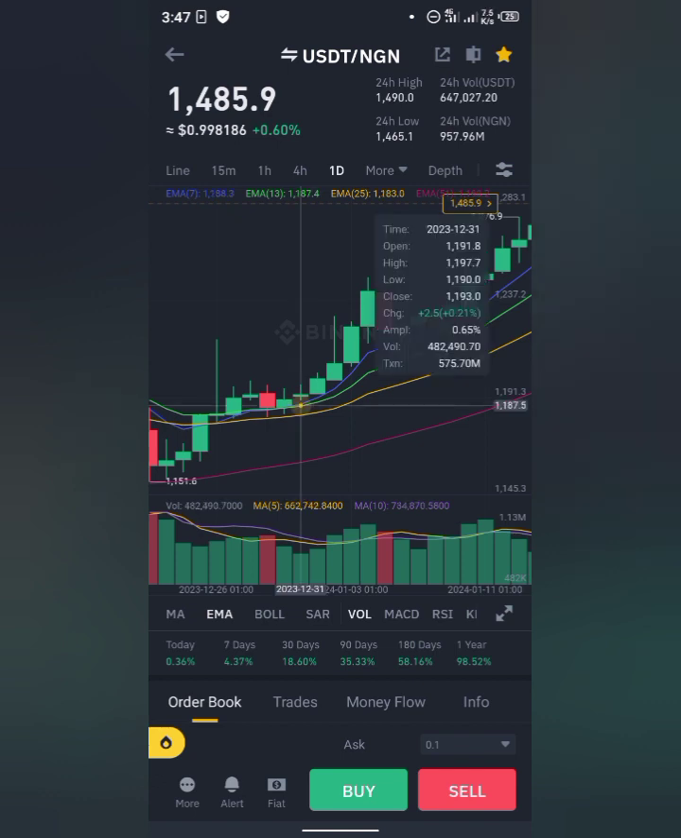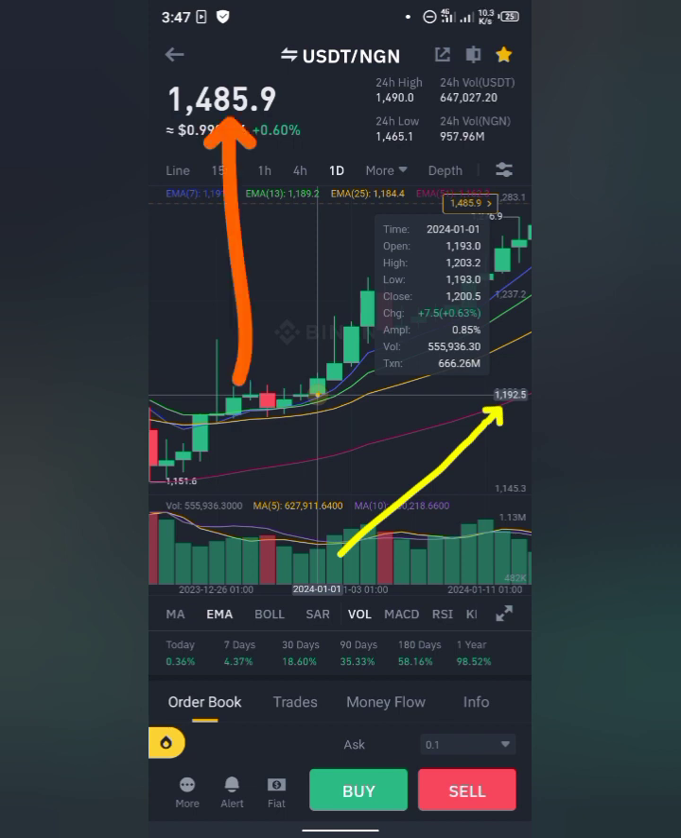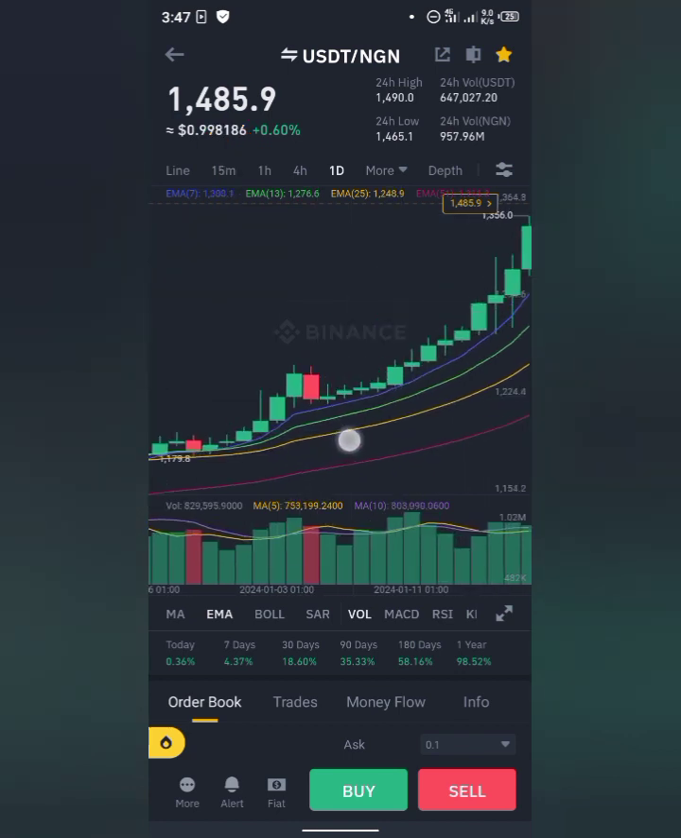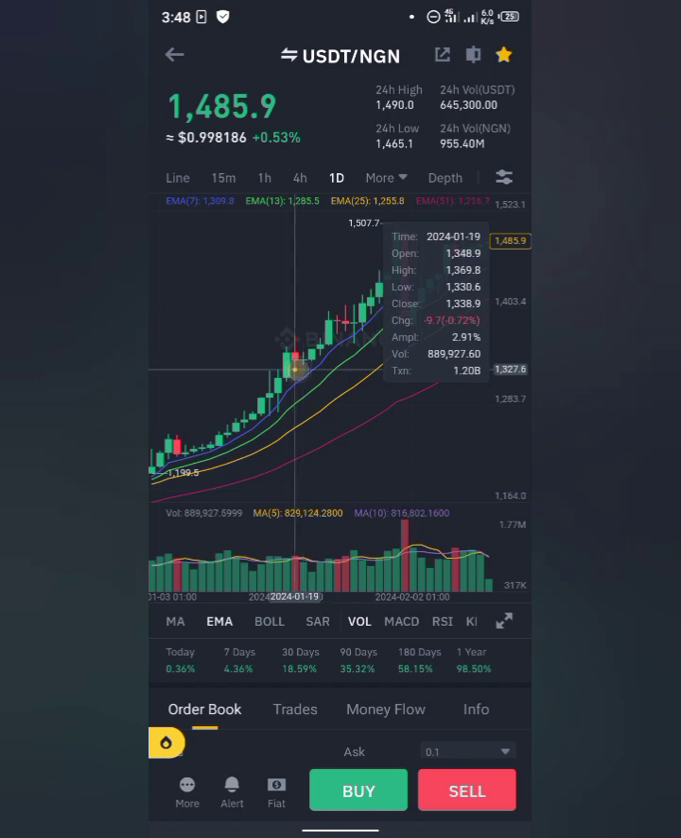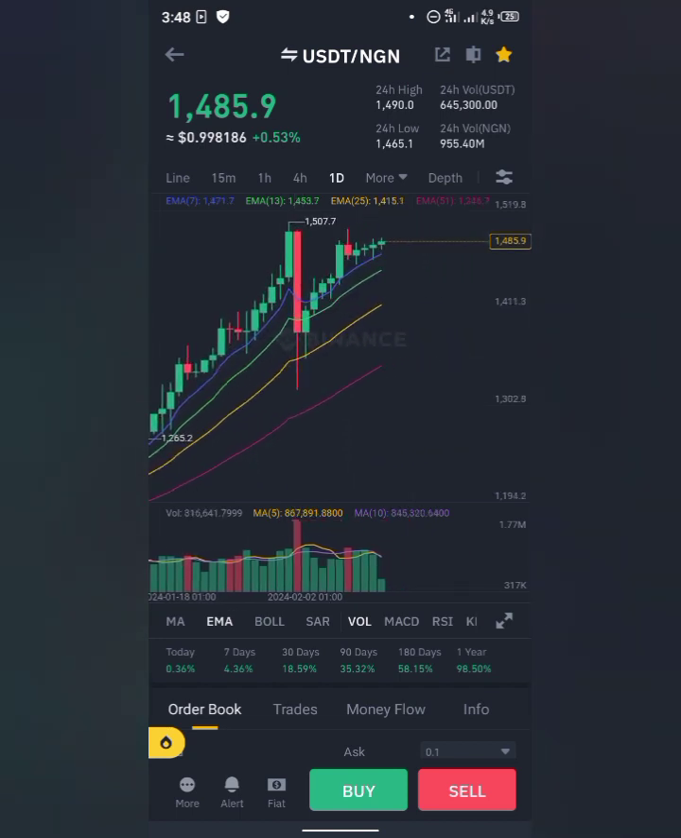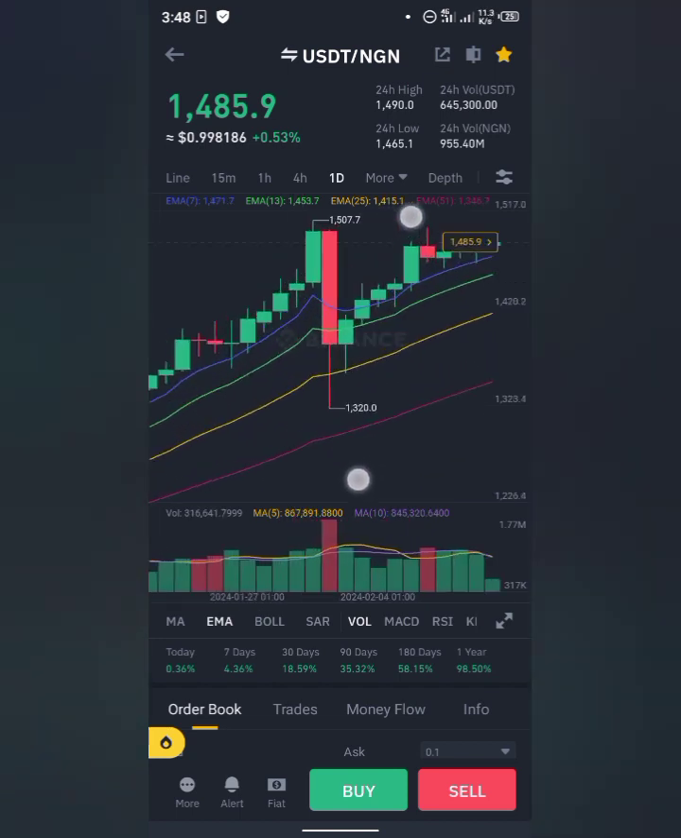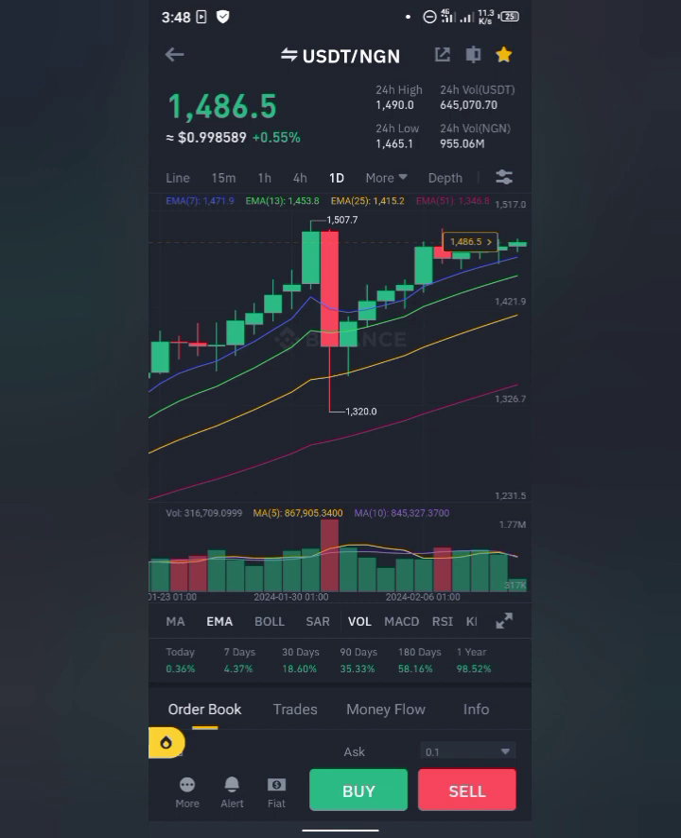You can see at this particular period it was selling at around 1193 naira per USDT, and currently it's selling at 1485. Since that time, the blue line has been above other colors, guys, and it stayed there till it came here and dropped a little bit. It even hit 1500 naira. So imagine if you had bought at 1193 and you sold at 1500 naira.